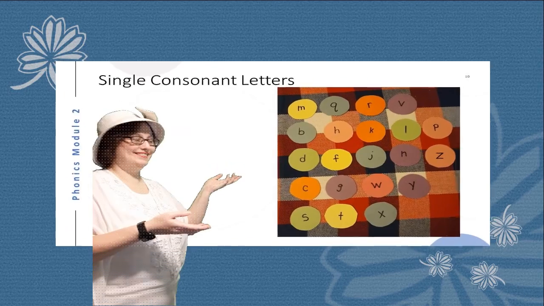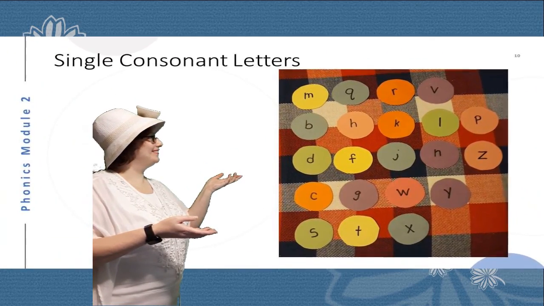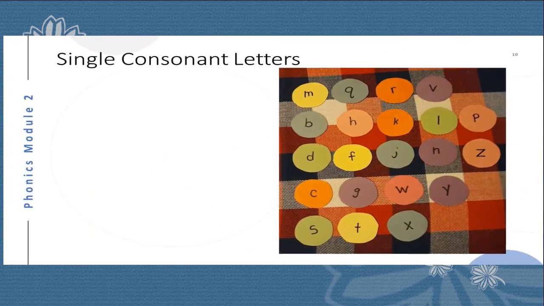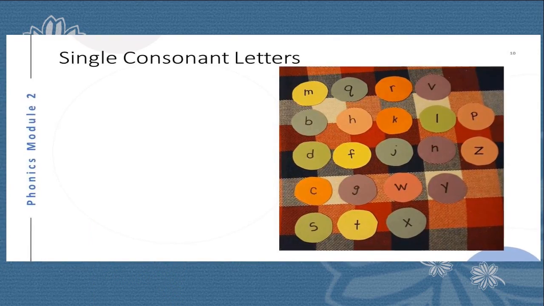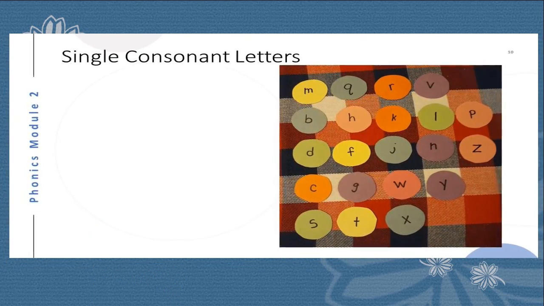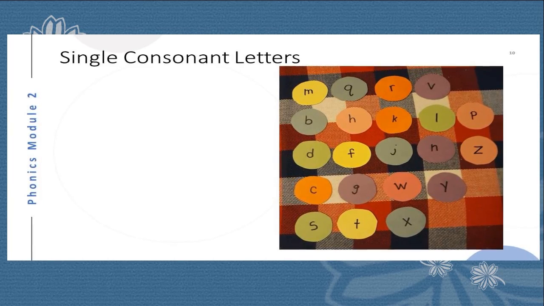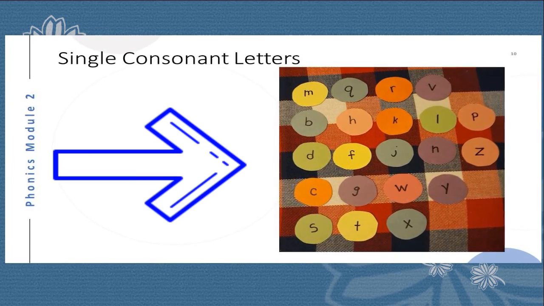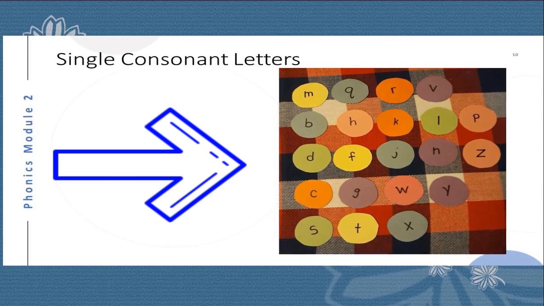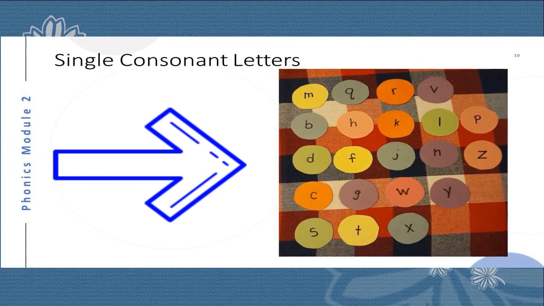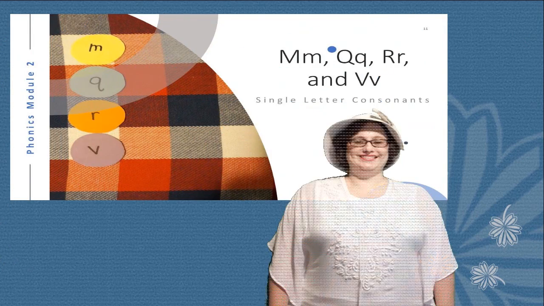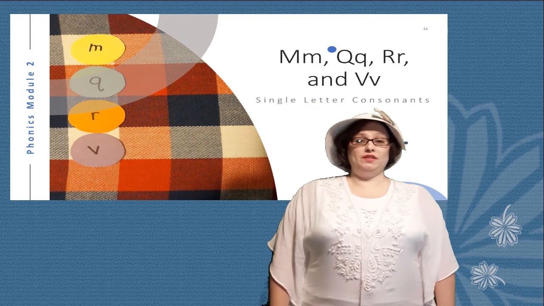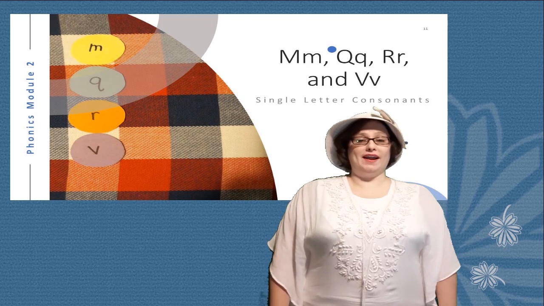Now let's delve into the single letter consonants. When teaching the alphabet to young children, you do not teach the alphabet in order, or assume that if they can sing the alphabet song that they know their letters. Likewise, teachers generally teach the consonants and vowel phonemes out of order as well. Pictured here is the order in which we will be discussing the single consonant letters. We will begin with the letters M, Q, R, and V.